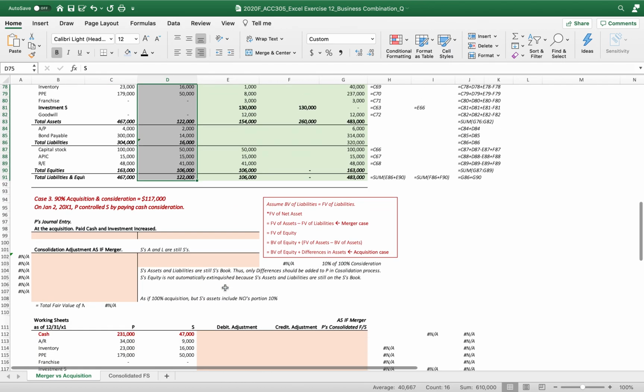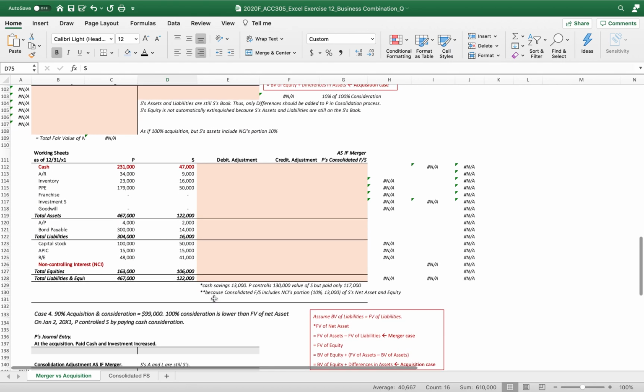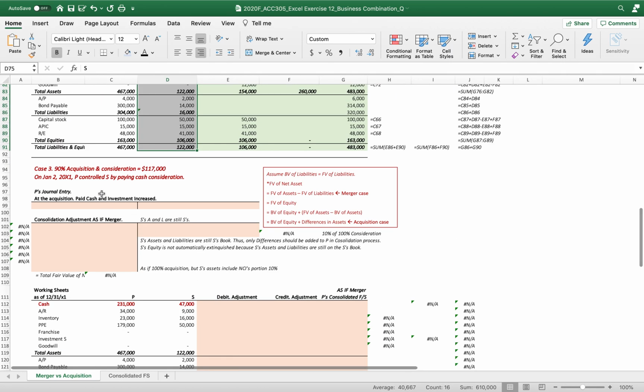Okay. Now for cases 3 and 4, the 90% acquisition, now you have to consider some other account, which is non-controlling interest, which is the 10% case.